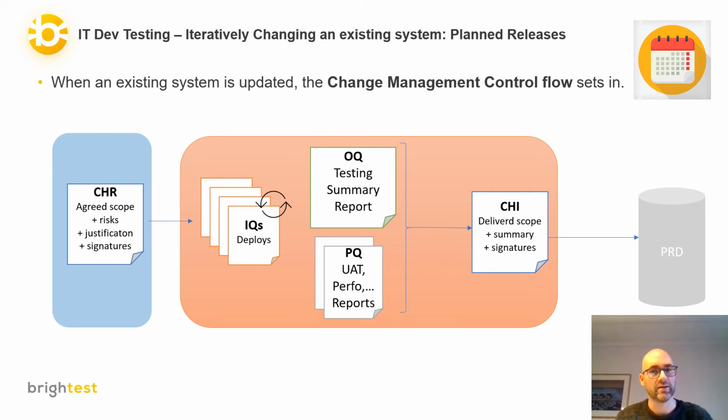At the end, if the software is ready to be delivered and the reports are generated, all of this information, like the delivered scope, but also a summary of the testing activities, a summary of all the documents that will be included, plus the signature list again of business people, QA, and technical people involved, is combined in a change implementation document. And once this is signed, the change can go to production.